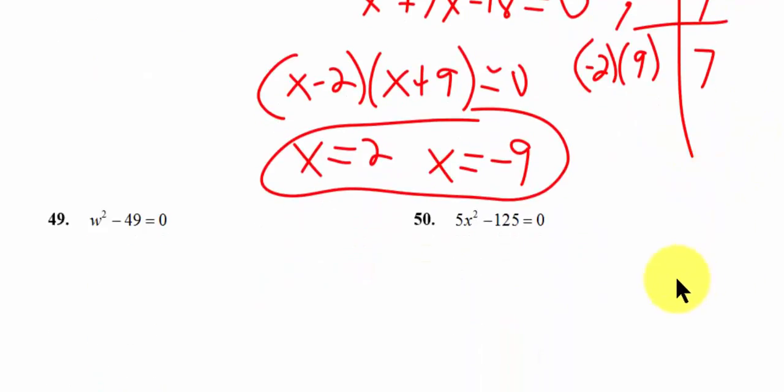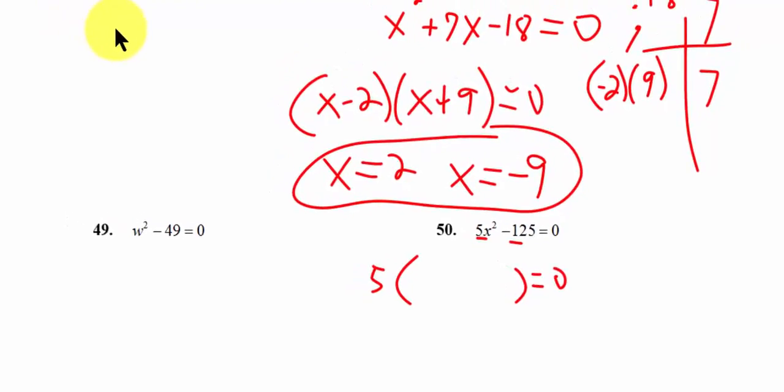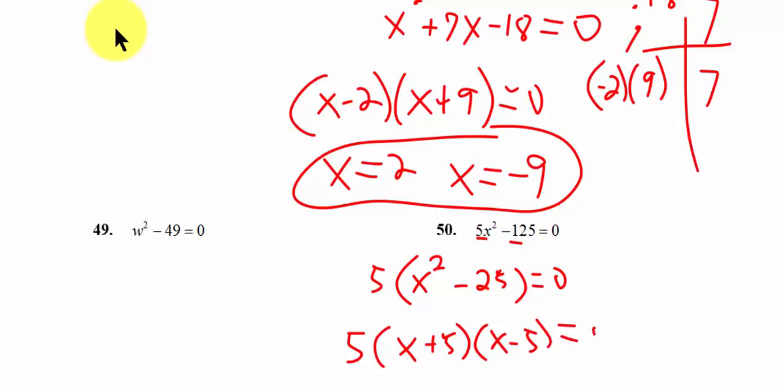Okay, if I look at problem 50, we're not in standard form yet. We have to actually factor out a 5. So if I divide everything by 5, first I factor out the 5, and then divide each term by 5, you're going to be left with x squared minus 25. Okay? And then when we go one step further, this is the difference of two squares, so I can actually write 5 times x plus 5 times the quantity x minus 5 equals 0.